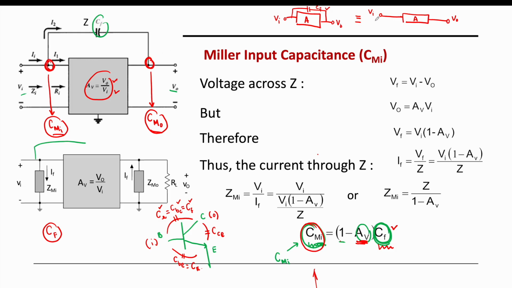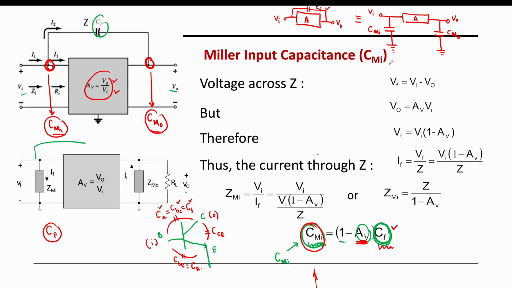So how can it be drawn? We have CMI here, where it goes to ground, and we have CMO here. Okay, CMI here and this CMO here. Alright, so now let's say we want to get the value.